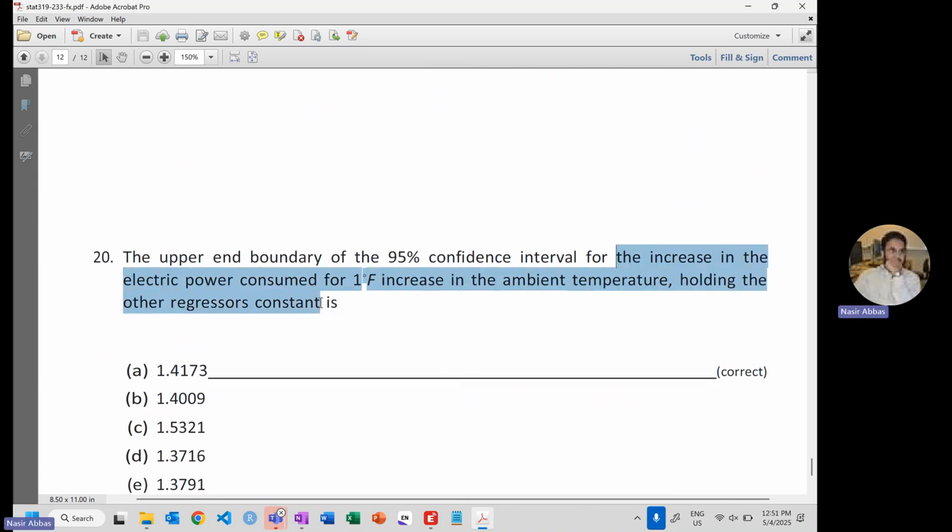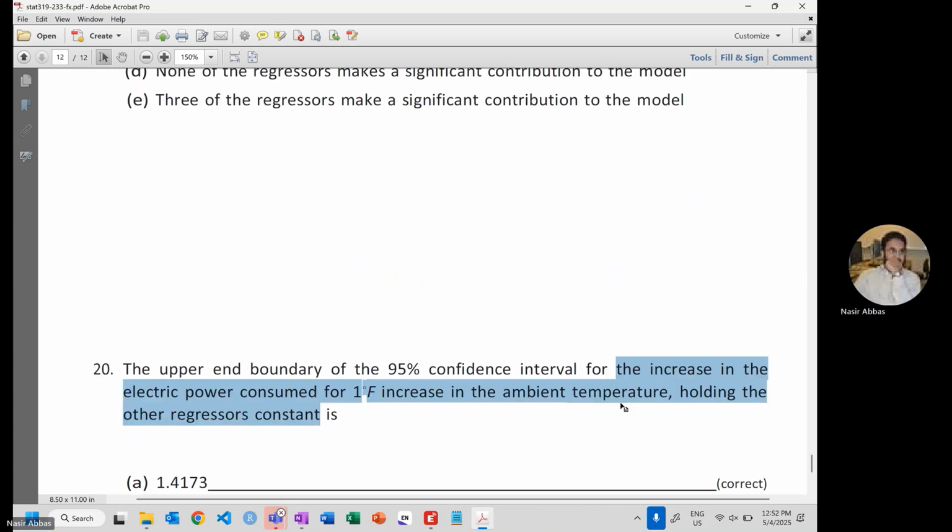This whole thing, the one I have highlighted, is the meaning of beta 1. What is beta 1? It is the average change in electricity consumed due to 1 Fahrenheit increase in ambient temperature, keeping the other predictors fixed. This whole sentence is beta 1. So they're asking you to construct a 95% confidence interval for beta 1, which is what? Beta 1 hat plus minus a critical value times the standard error. Where will you get the standard error of beta 1 hat?